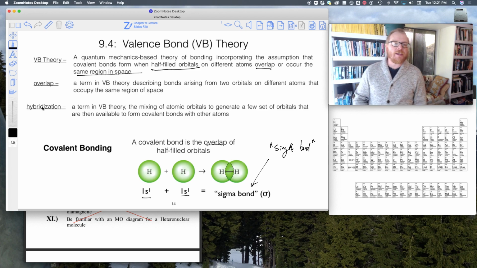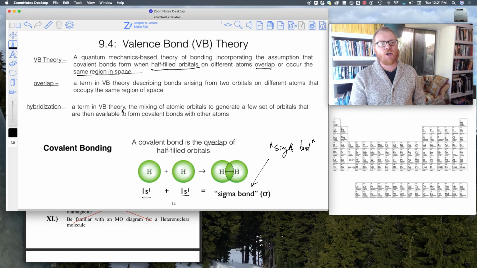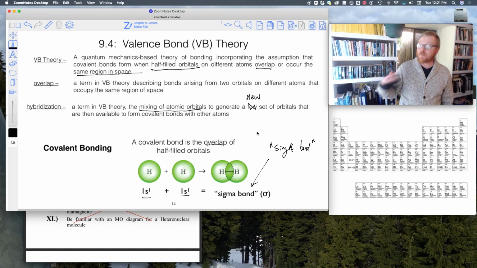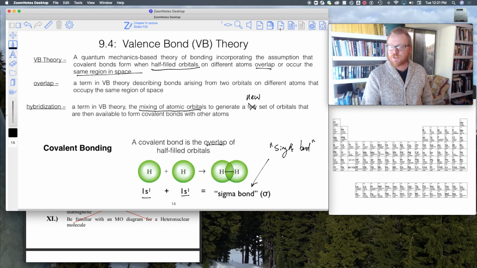We call this process hybridization. That's another term in valence bond theory, where this is the mixing or the overlap of atomic orbitals to generate a new set of orbitals that can then form covalent bonds. Okay? So let's go through that.